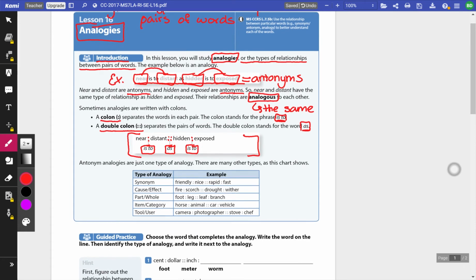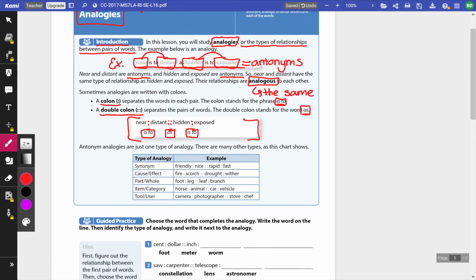So antonym analogies are just one type of analogy. There are a lot of different types of analogies, and the chart below is going to show us those. So this chart gives us 5 different types of analogies that we could have. The first one is synonym. The second one is cause and effect. The third is part to a whole. The fourth one is item and category. And the last one is tool and user.